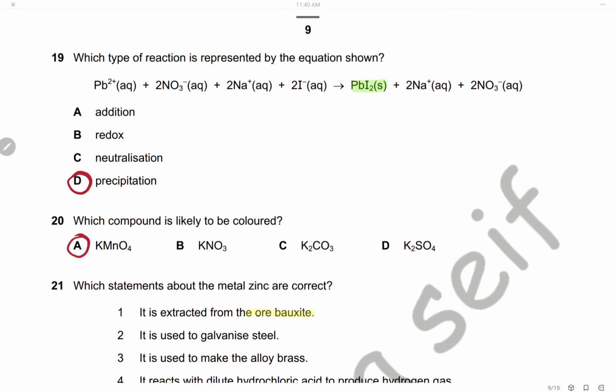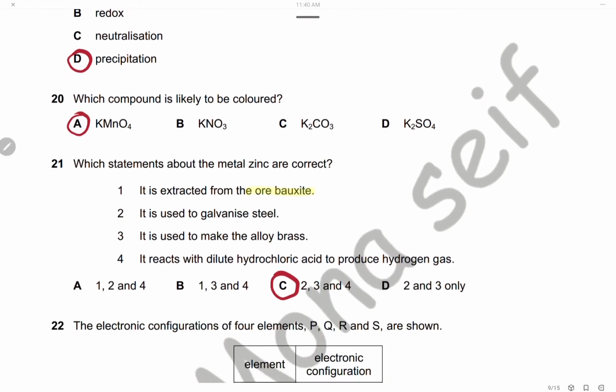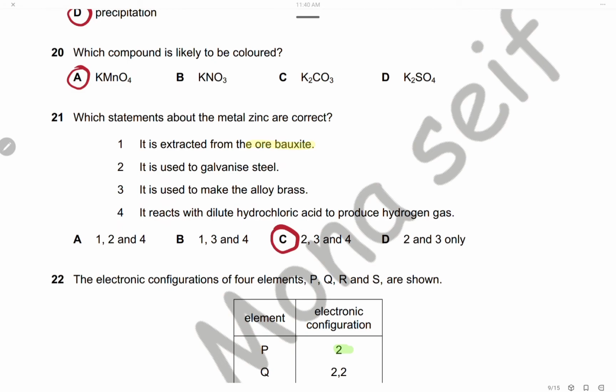Question 19. Which type of reaction is represented by the equation shown? Here we have lead ions and iodide ions reacting together to form a precipitated lead iodide. So the presence of precipitate means this is a precipitation reaction to prepare the insoluble solid salt lead iodide. Question 20. Which compound is likely to be colored? We know that transition metals form colored compounds, and here the only transition metal present is manganese, so the answer will be potassium manganate. A.